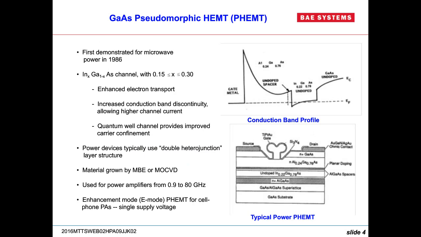The next device is the GaAs pseudomorphic HEMT, first demonstrated in '86. Evolution of the MESFET technology. That was the first microwave solid-state field effect transistor. And this technology is ubiquitous. Multiple processes, multiple foundries, multiple sources all over the world. Used for low noise, power, switches, phase shifters, 1 gigahertz to 80 gigahertz.